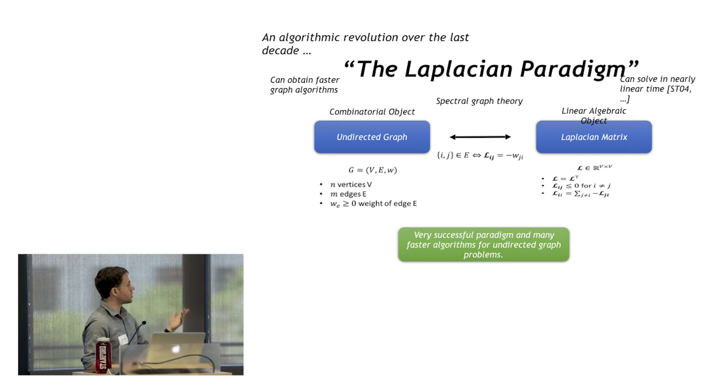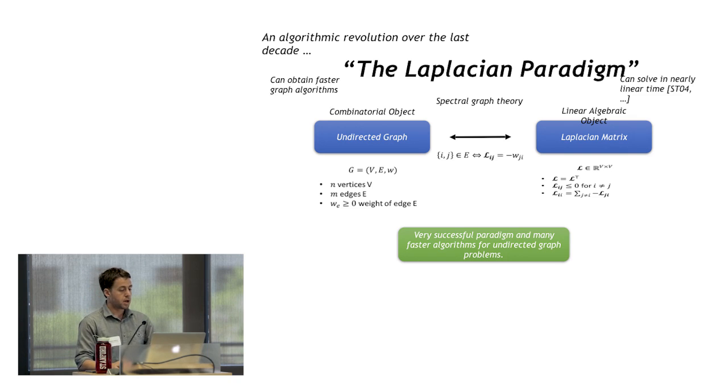And the way I've rigged it up, it's not too hard to see, there's a very natural bijection between these two. If I make a Laplacian matrix by simply letting edge ij be the weight of the edge from j to i, there's a very natural bijection between these two classes of objects. So what the Laplacian paradigm entails is this fact that there was this amazing breakthrough result of Spielman and Teng in 2004.